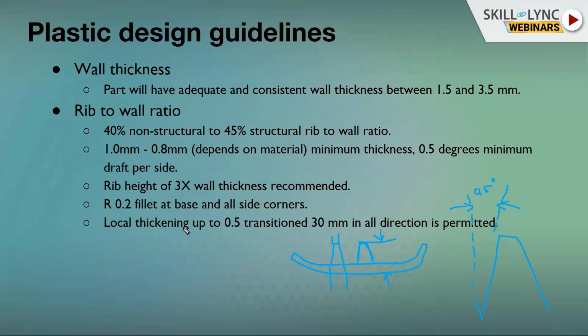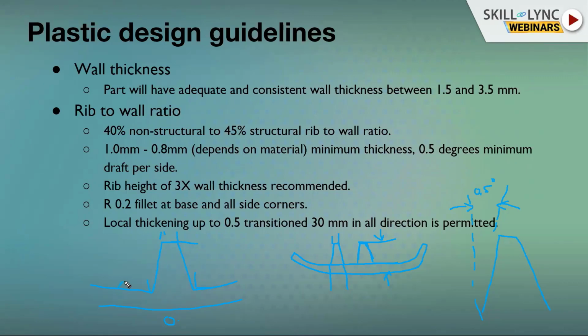And now when I say local thickening, now sometimes it's not possible to maintain exactly the design guidelines like 3 times and then here 40%, right? So if I zoom in a bit, so here we have got ribs. And sometimes when I maintain 1 millimeter, and if the height is more than 3 times, then here it will be approximately 50% of the wall thickness, or maybe sometimes 55 to 60%. In this case, there will be a local thickening.